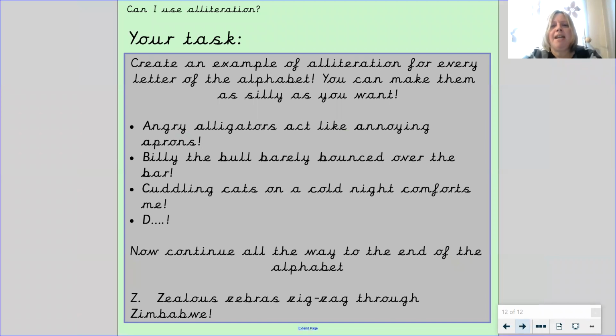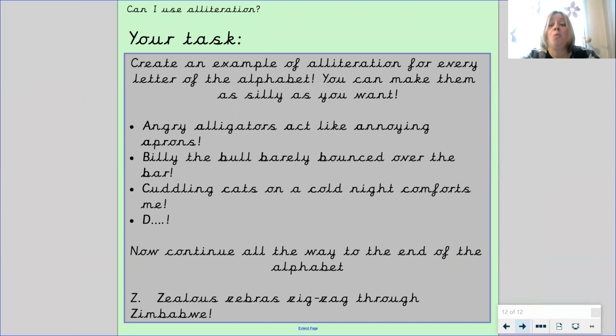Your job today is to create an example of alliteration for every letter of the alphabet. You can make them as silly as you want. So I've started and you're going to carry on. Angry alligators act like annoying aprons. Billy the Bull barely bounced over the bar. Cuddling cats on a cold night comforts me.